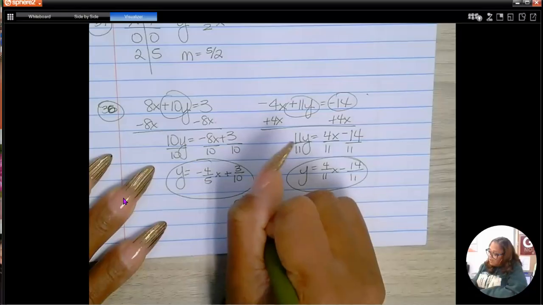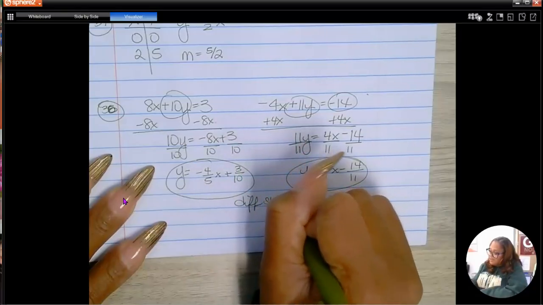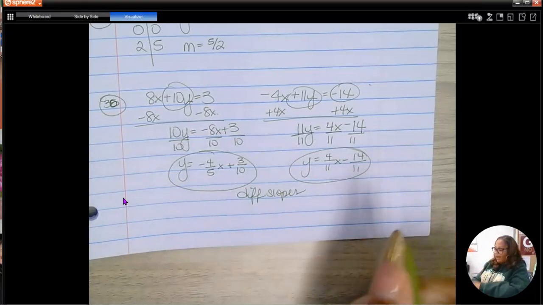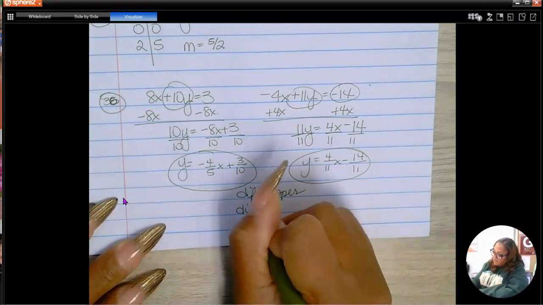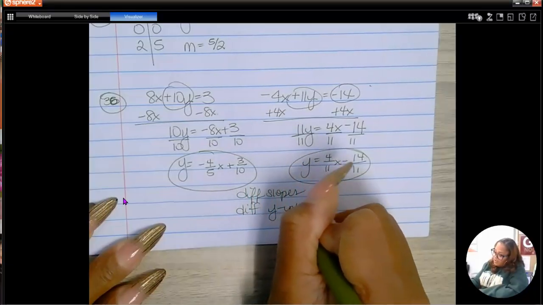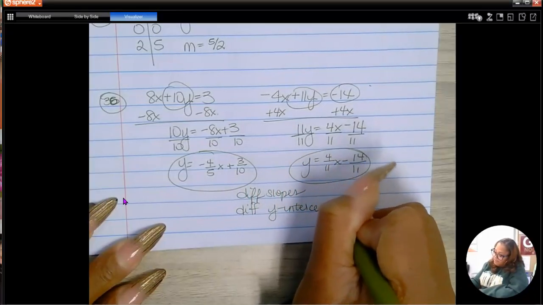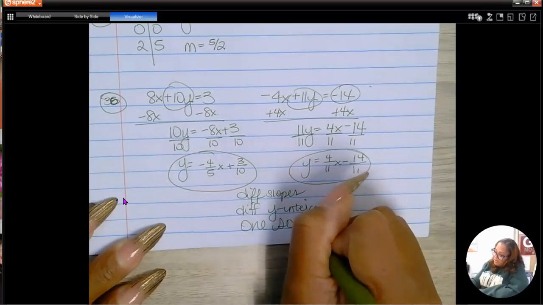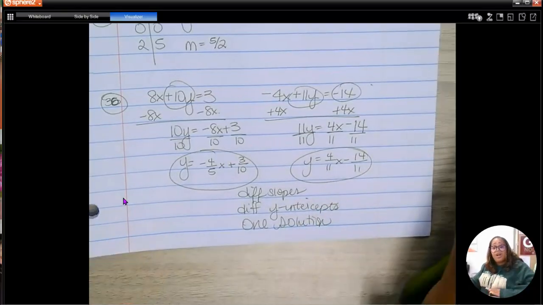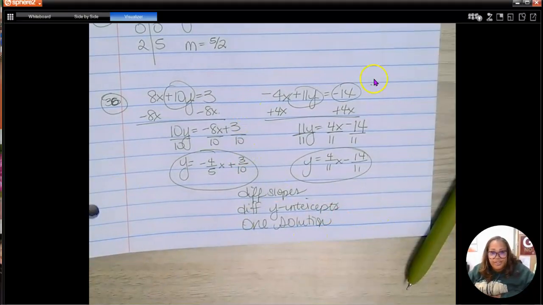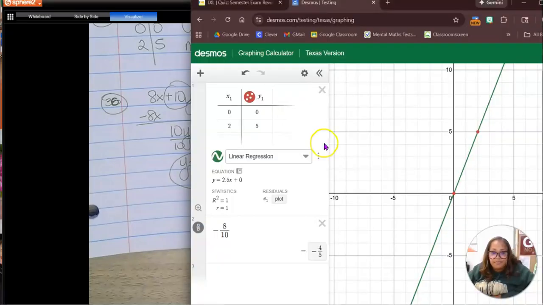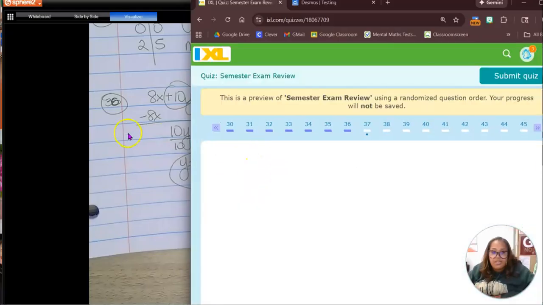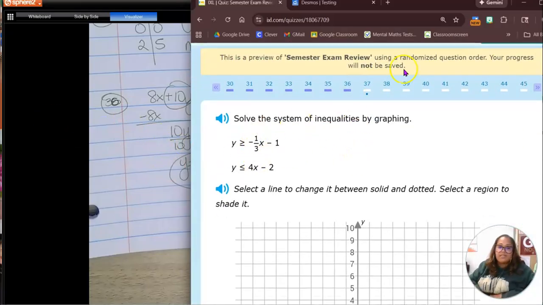They have different slopes, which means they are not parallel. They will cross somewhere. And they have different y-intercepts. So they will have one solution. They may only cross once because they're not curved lines. These are straight linear relationships. One solution.